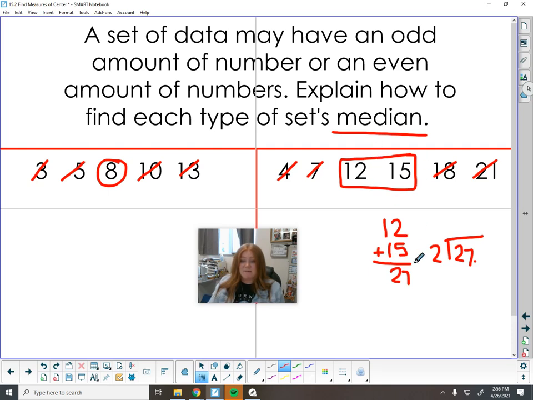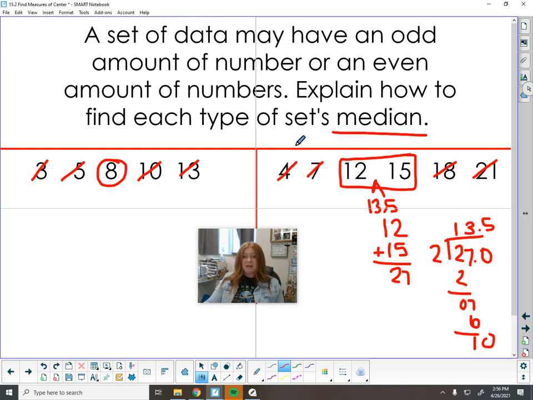So the mean of the middle, that goes in there 1 time, and that goes in there 3 times, and I'm going to bring down a 0, goes in there 13.5. So right in the middle is 13.5. So when we have an even amount of numbers in our data set, we have got to find the mean or the fair share of these 2 numbers in the middle.